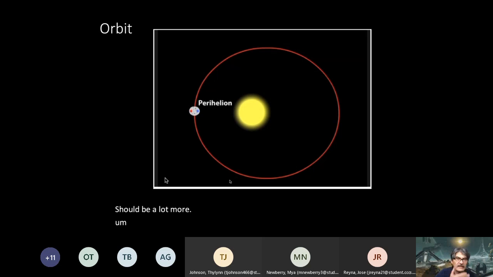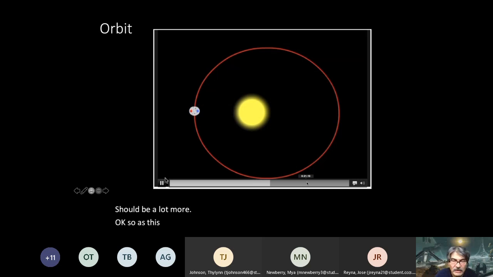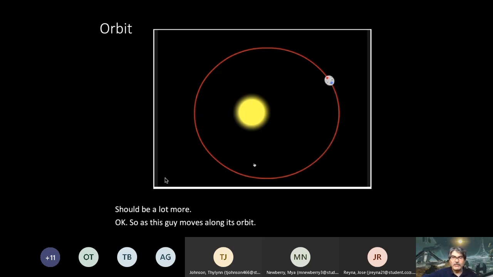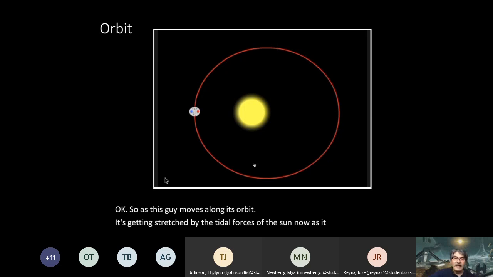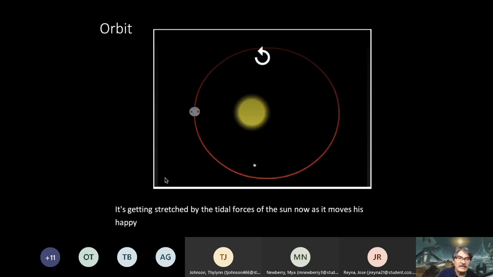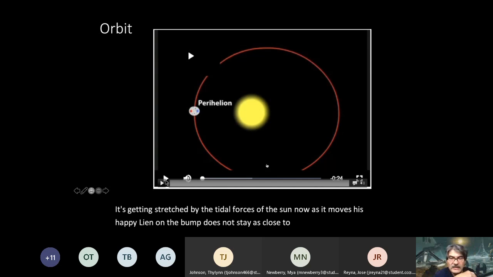Okay, so as this guy moves along in its orbit, it's getting stretched by the tidal forces of the sun. Now, as it moves to its aphelion, the bump does not stay as close to the sun as otherwise.